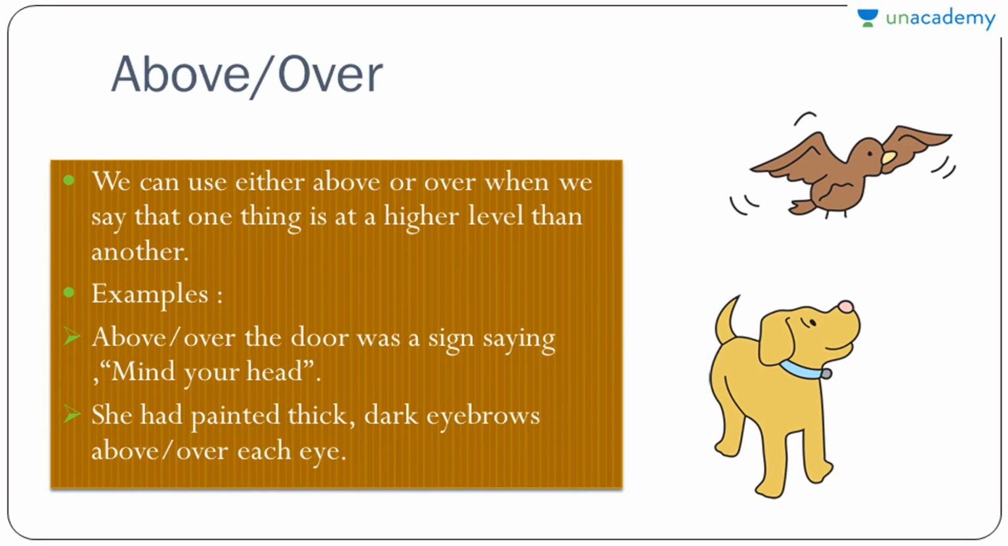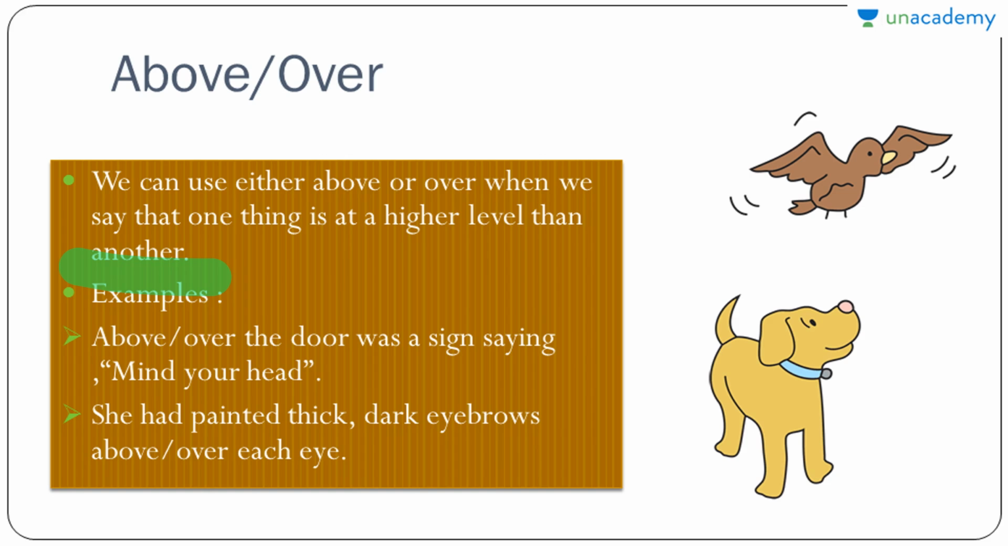So let's move on. Above and over. These 2 are mostly confused as the same thing, and more or less they have the same purpose. Above or over, they signify that something is moving above or over your head. We can use either above or over when we say that one thing is at a higher level than another.